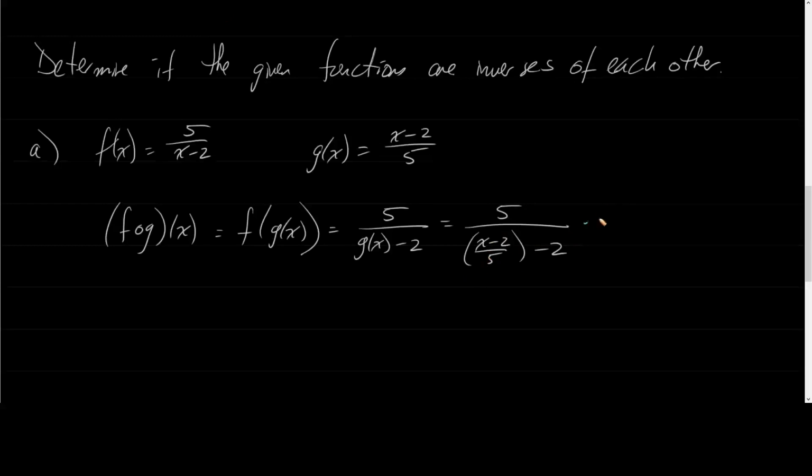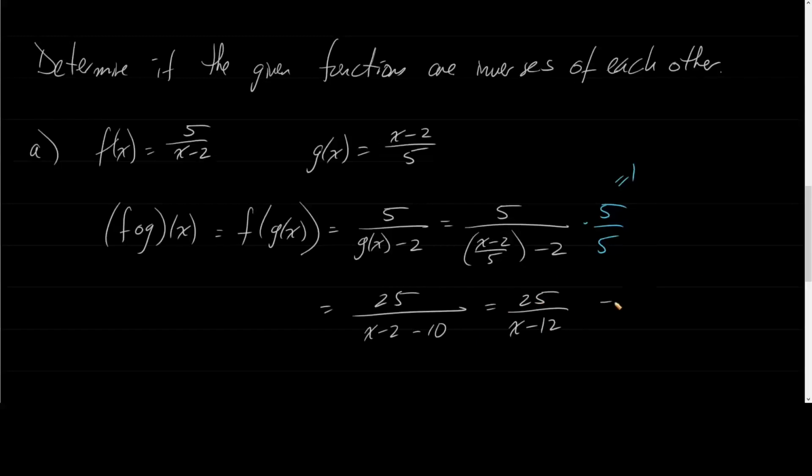So we want to simplify this as much as possible, and I'm going to do it by multiplying by 1. That fraction there is just 1, 5 over 5. And what would that give us? Well, 5 times 5 is 25. 5 times this fraction, the denominator cancels out. So we have x minus 2 minus 5 times 2, which is 10. So we end up with 25 over x minus 12.